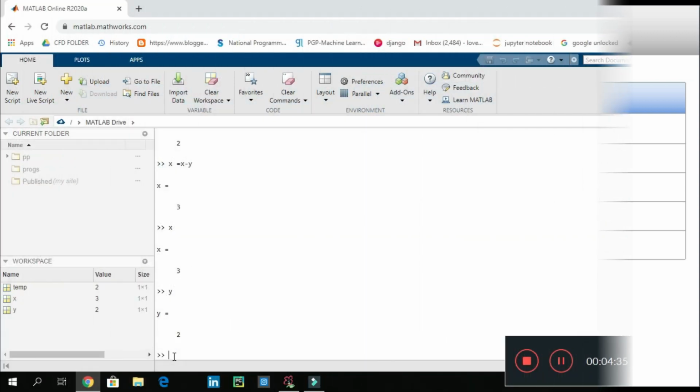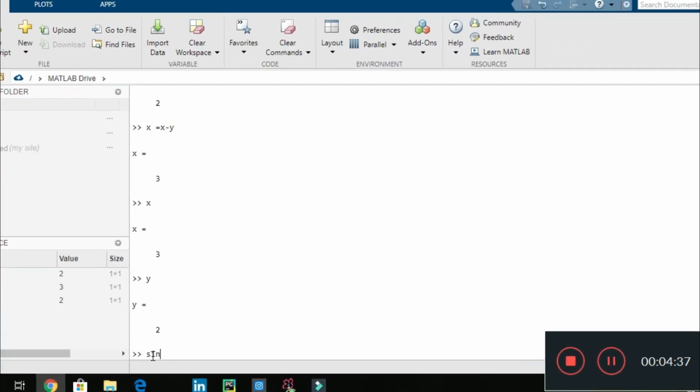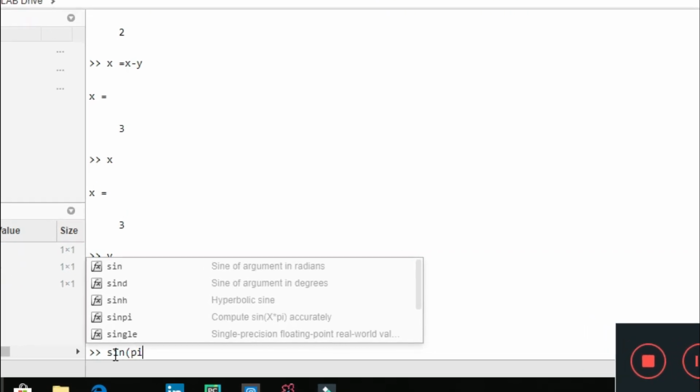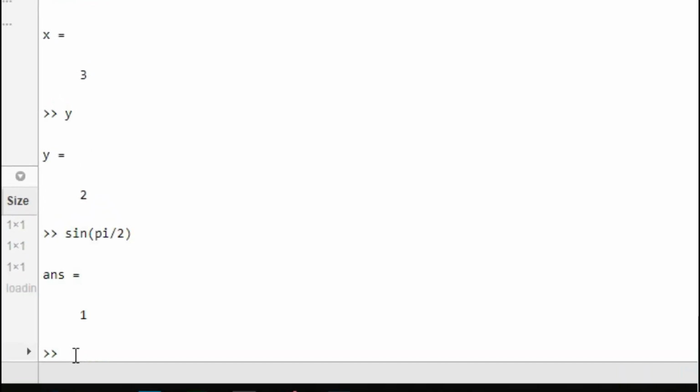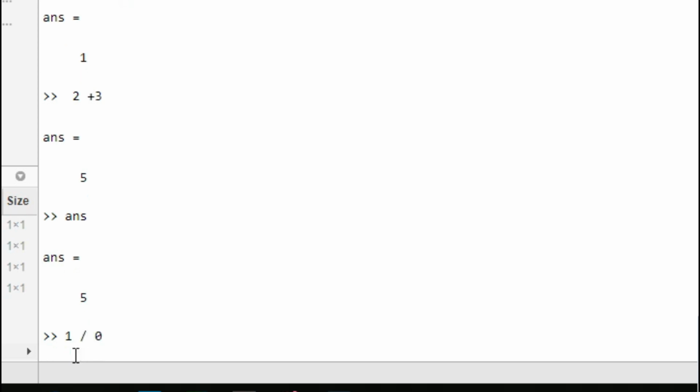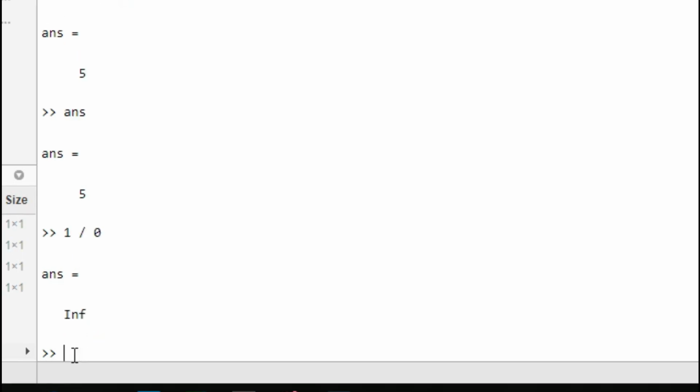So let's work on it. Suppose we have sine of pi by 2, so it gives sine of 3.14 divided by 2. Let's try 1 plus 3. ans gives 4, so ans gives the most recent answer. Let's try 1 divided by 0. We know 1 divided by 0 is infinity, so it gives Inf. Let's check square root.